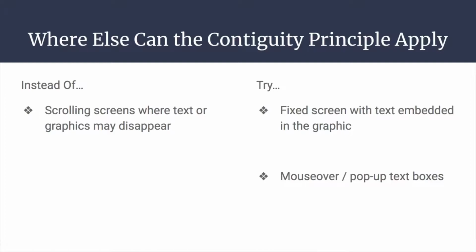Another aspect they talked about were scrolling screens where text or graphics may disappear. And this causes, again, the reader or learner to have to scroll back up, see the graphic, then back down to the text. So again, it leads to that split attention. So they said to try a fixed screen with text embedded in the graphic, or again, the mouse over or pop-up text boxes to not add to the cognitive load of the learner.